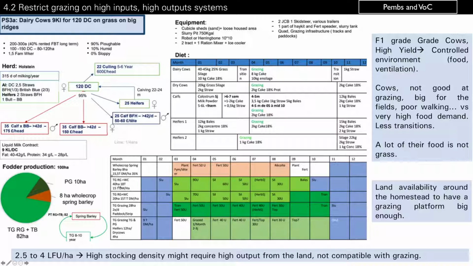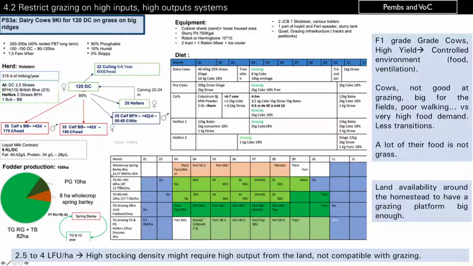So basically, when you take them in or take them out, this system is still managing dairy cows that go outside, that graze. But a lot of their food is still coming from what they get inside, when they come back in from grazing. A lot of their food is not necessarily grass, because you wouldn't be able to reach this output.